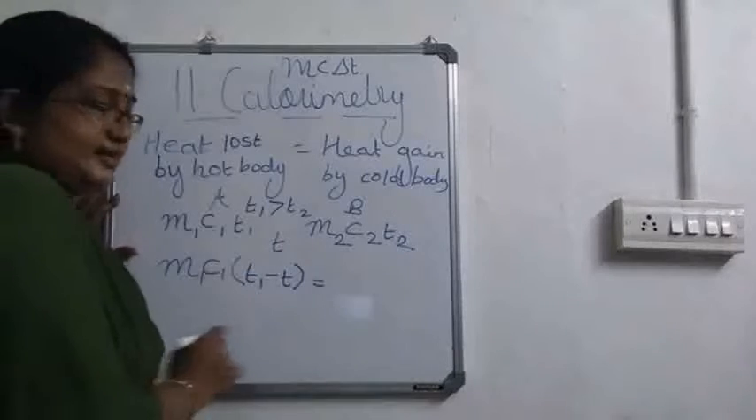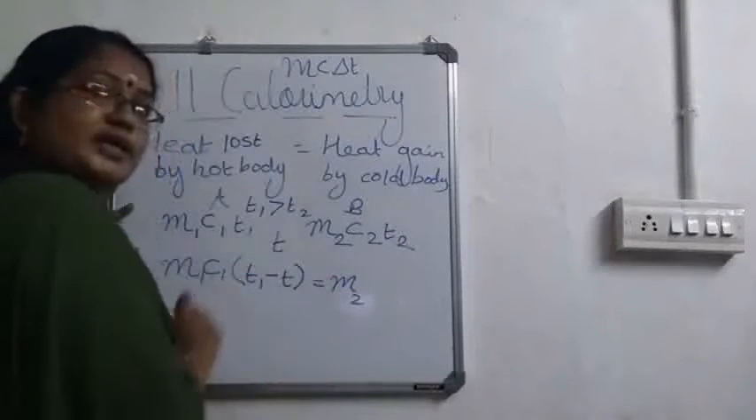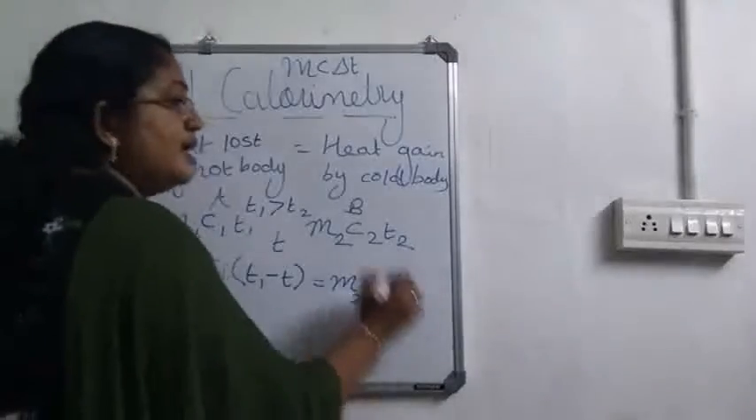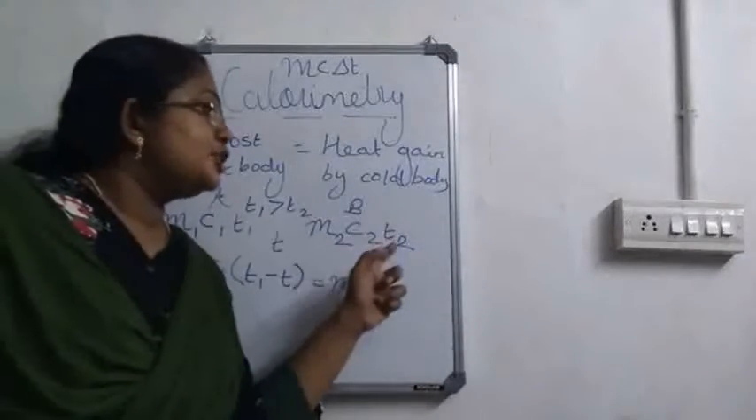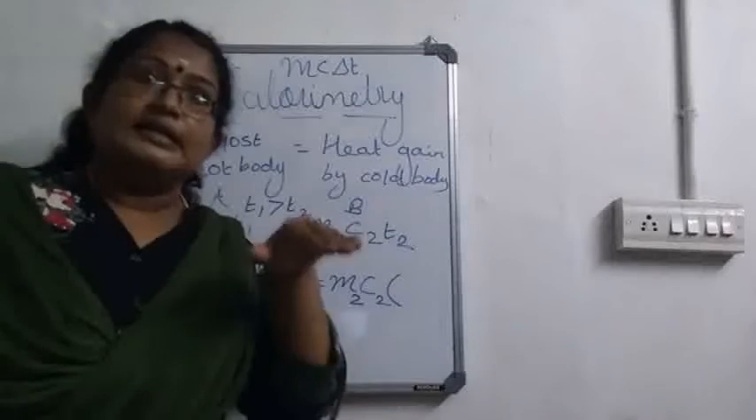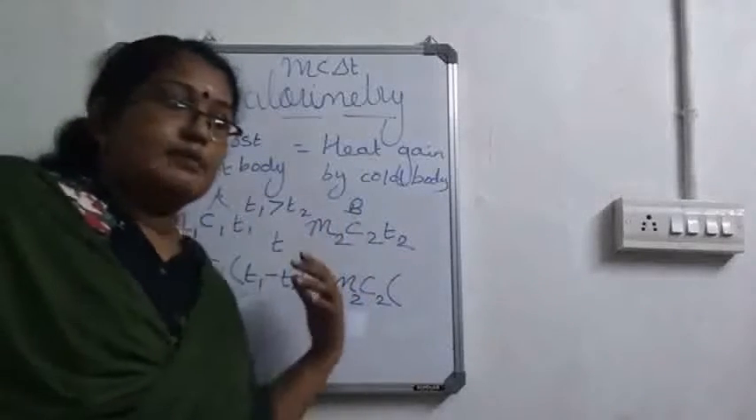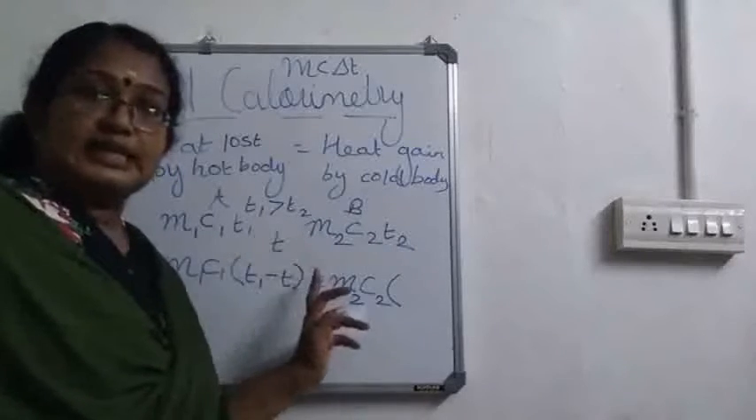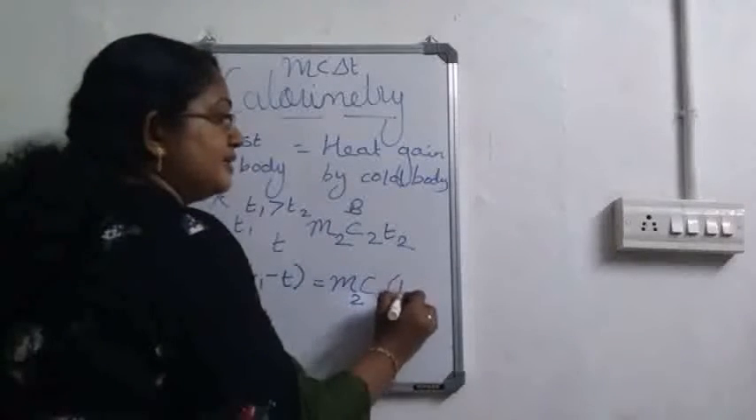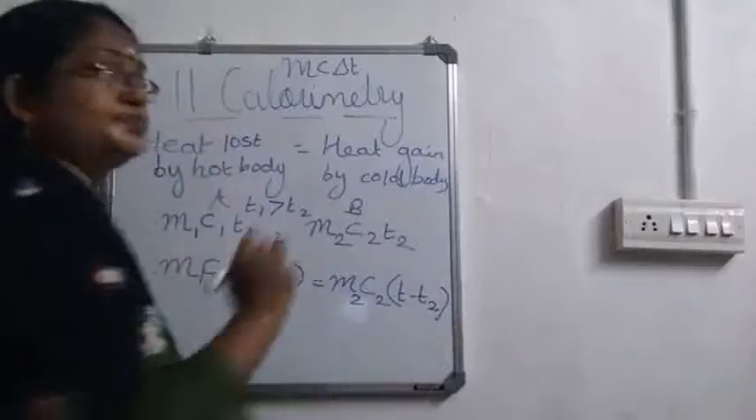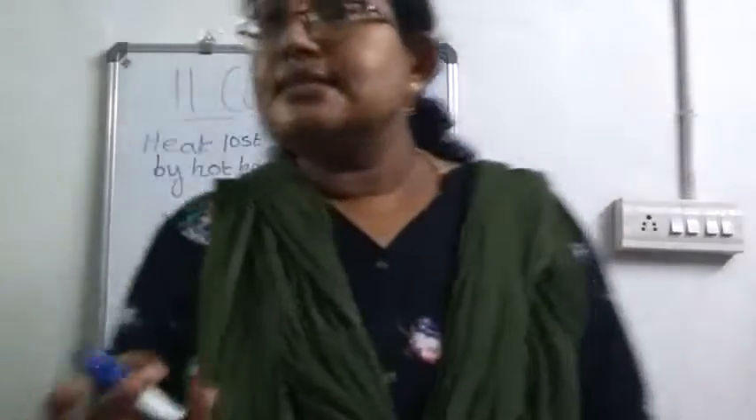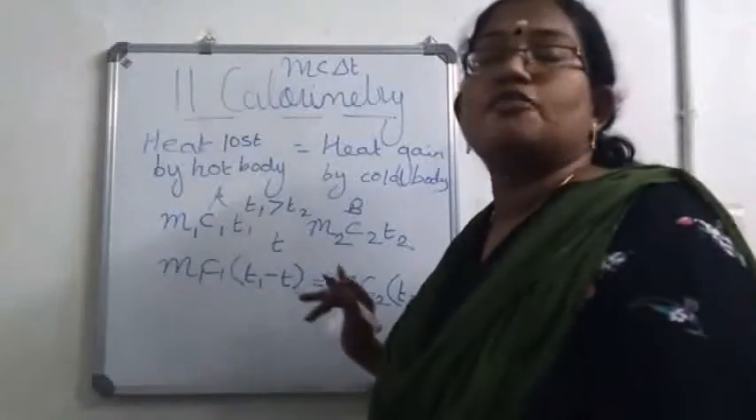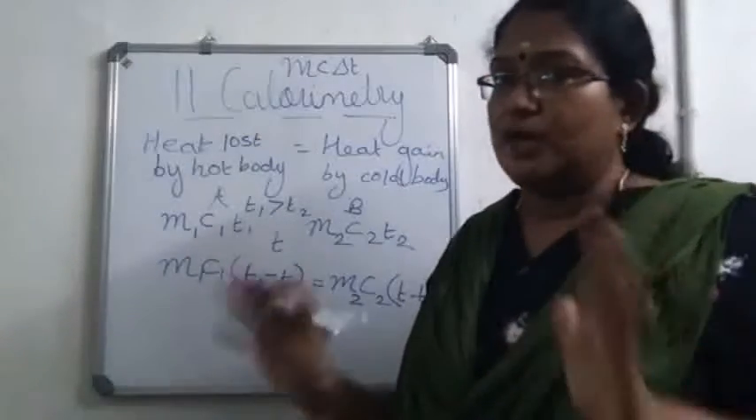Now, what should I write here? For the cold body, mass is M2. Specific heat capacity is C2. Then what should I write here? Is T2 or T greater? T is greater, isn't it? By absorbing heat from the hot body, the temperature becomes T. That means here it is T minus T2. Okay. So this is the mathematical expression for principle of calorimetry. So what is the equation?